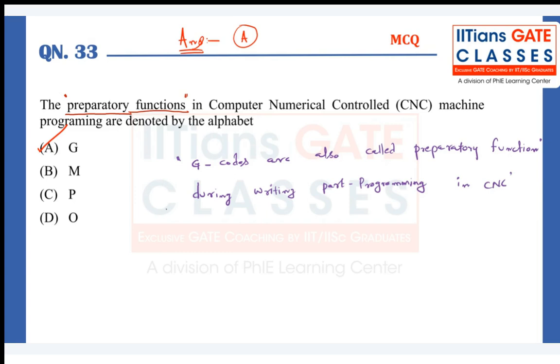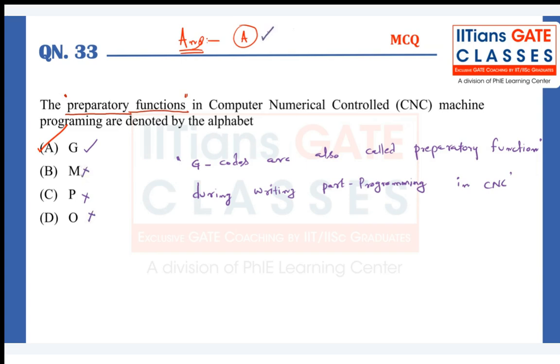Now see what is the question. The preparatory functions in computer numerical controlled CNC machine program are denoted by the alphabet G codes. M codes and P codes, these are not preparatory functions. M codes are the miscellaneous codes we call. P and O are not at all in our CNC program. That is why your answer is A.